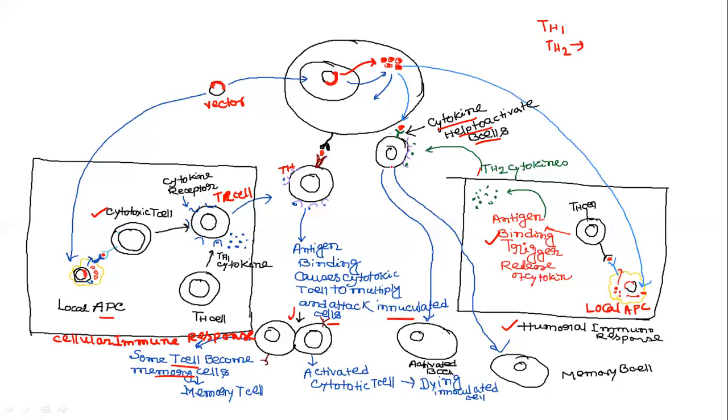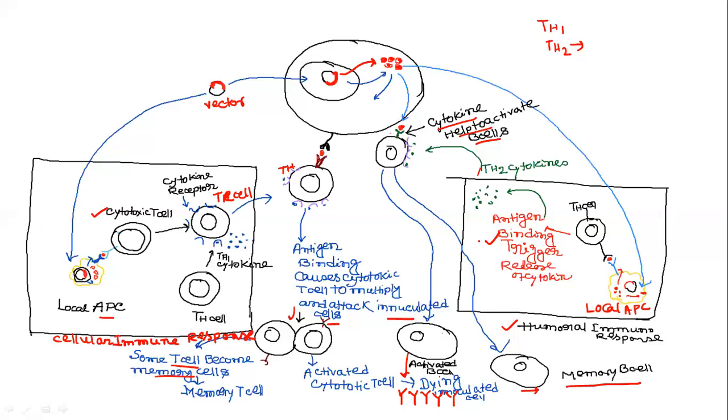Now the B cells become activated B cells. Activated B cells produce antibody. Several types of antibody will be generated, and this antibody helps to neutralize the pathogen, right, the virus or pathogen. And another is the memory B cell. This memory B cell is also produced in that way. So in that way the DNA vaccines work, right?